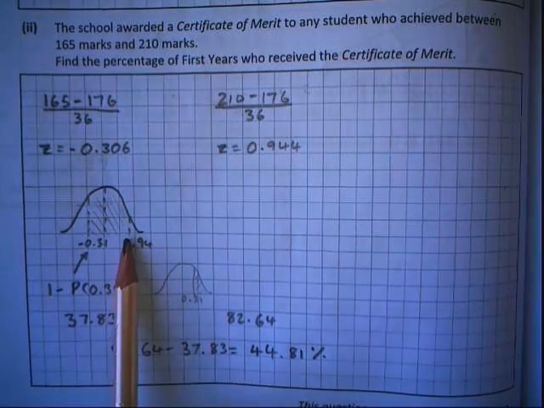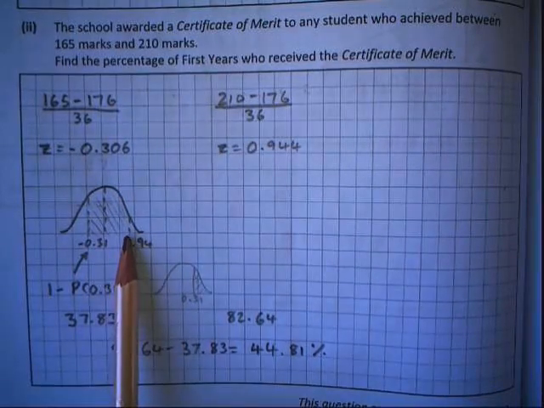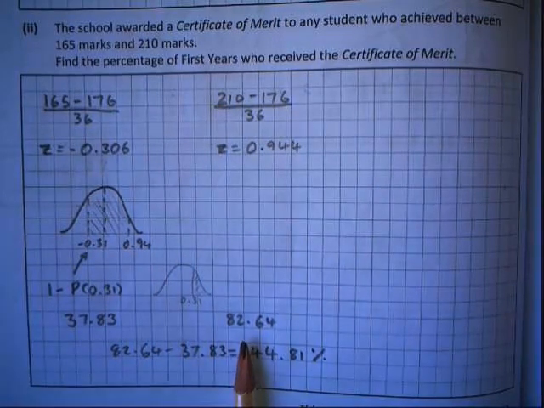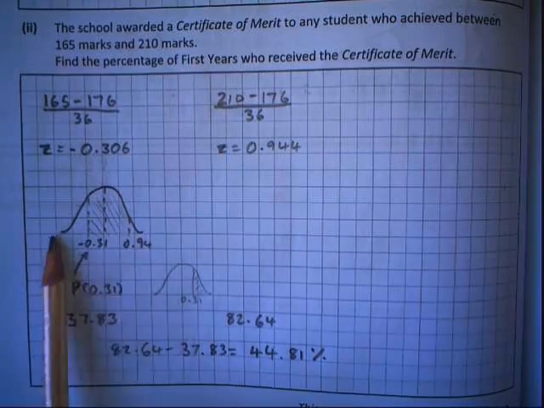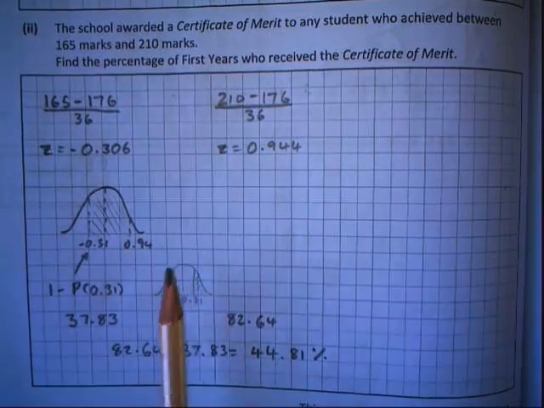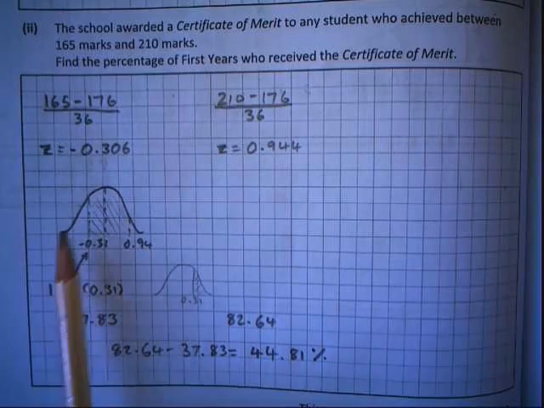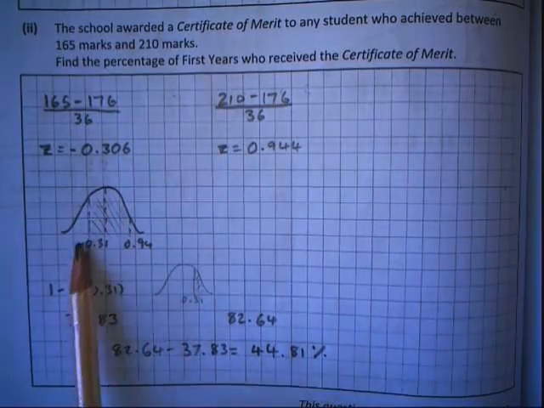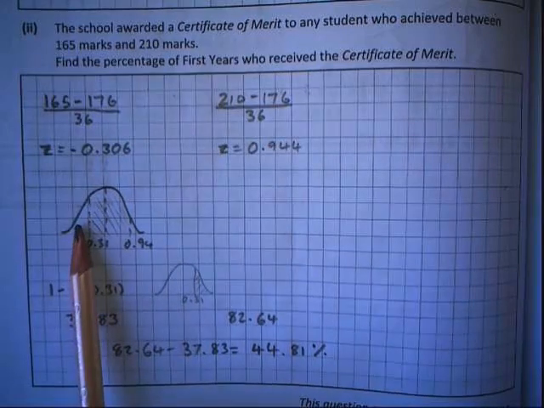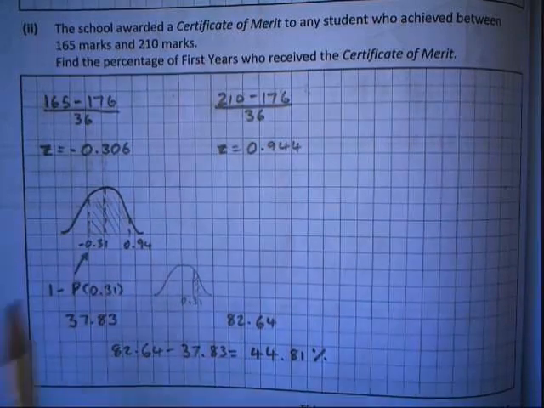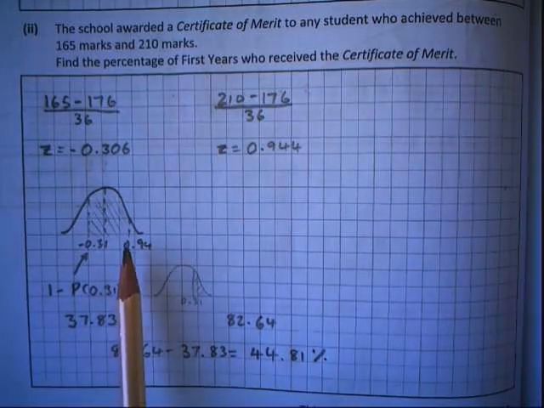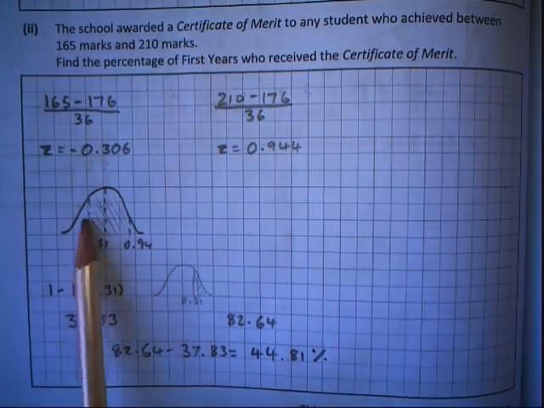So 0.94 is here. We work out that value is 82.64%. We saw that before. That's everything below this point here. Now, we don't want everything below this point because we don't want this white bit. We want the interval. So we don't want to include this white bit. So if we can work out what the white bit is and subtract it, then we'll have our answer. So the 82% is really useful. We just want to take away this white bit.